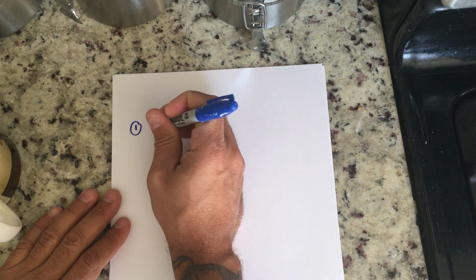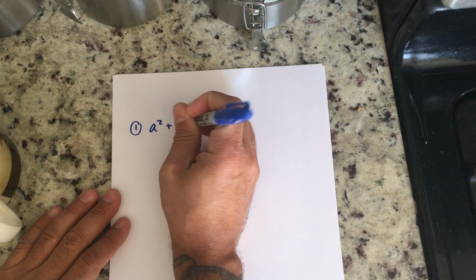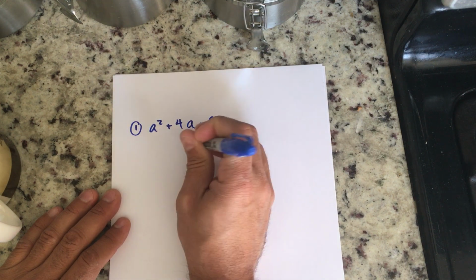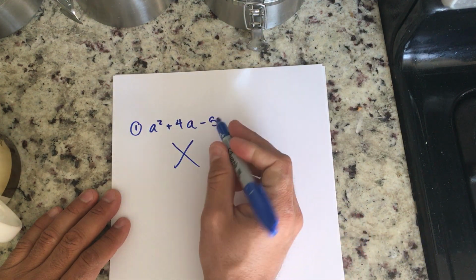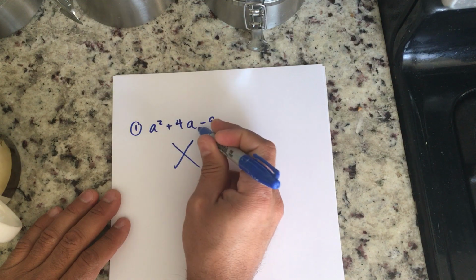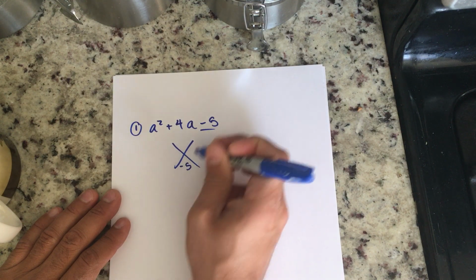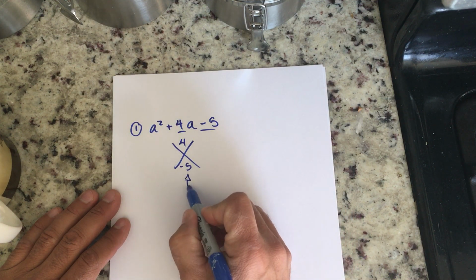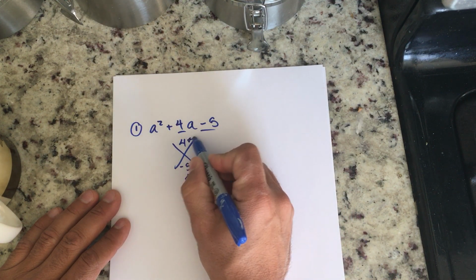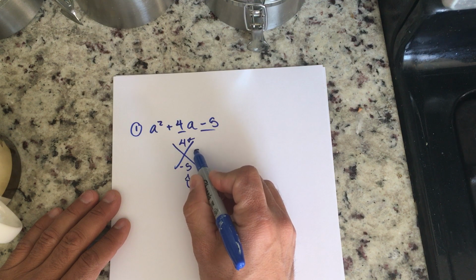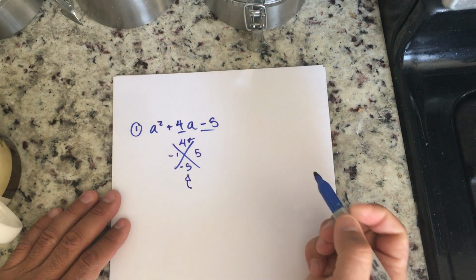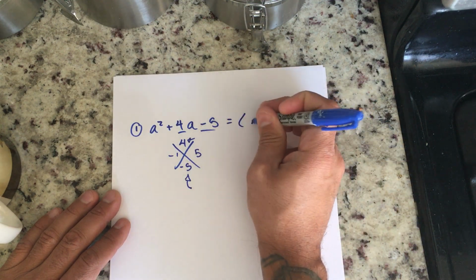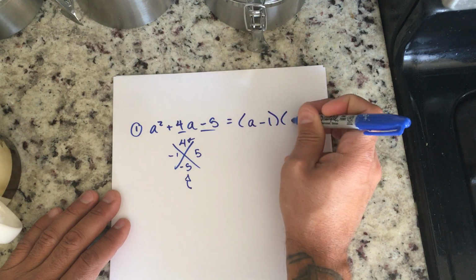So problem number 1 tells me a squared plus 4a minus 5. I'm going to use the x method. Last number goes down here, middle number goes up here. Two things that multiply to this and add to this are going to be positive 5 and negative 1. So in the parentheses, it's going to be a minus 1, a plus 5.